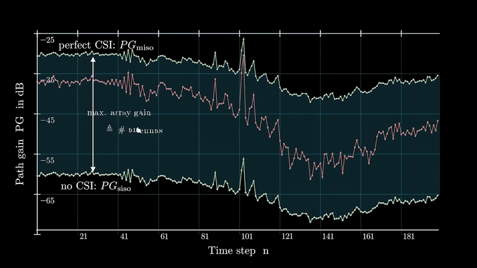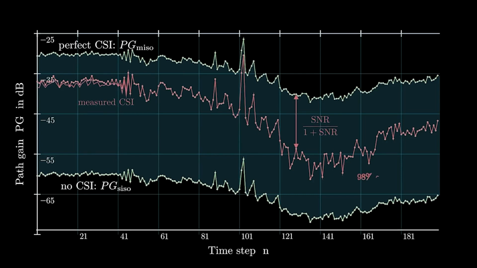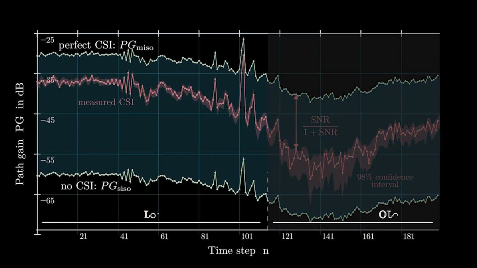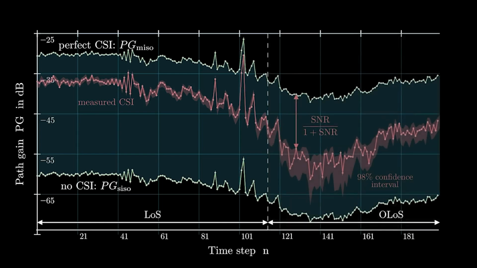Having noisy measured channel state information, the performance degrades on expectation by a factor SNR over 1 plus SNR with respect to perfect channel state information. This corresponds to the efficiency of a reciprocity beamformer, which depends on random noise realizations and is hence augmented by a 98% confidence interval. At a constant noise power and decreasing signal power in obstructed line of sight, we observe that the SNR and hence the efficiency of a reciprocity beamformer decreases even further.